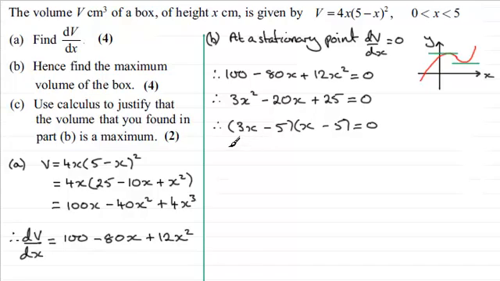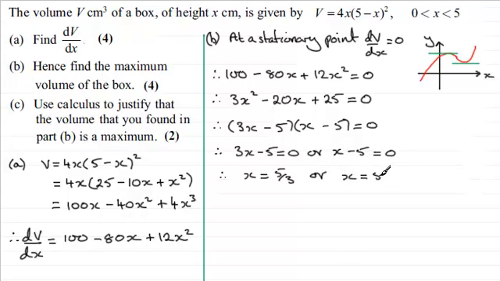At this stage we should now be familiar with the fact that each of those factors should equal 0. So we've got 3x minus 5 equals 0, or the other factor, x minus 5 equals 0. From this one, if we rearrange it for x, add 5, that's 3x equals 5, divide by 3 on both sides, and x equals 5/3. Or when x minus 5 equals 0, adding 5 to both sides gives us x equals 5.